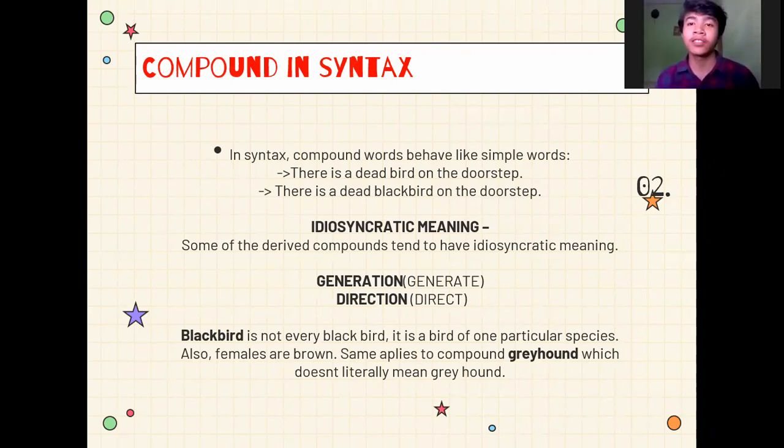Okay, compounds in syntax. In syntax, compound words behave like simple words. For example, there is that bird on the doorstep, so there is that blackbird on the doorstep. Idiosyncratic meaning: some of the derived compounds tend to have an idiosyncratic meaning, such as generations taken from generates or direction taken from directs. Blackbird is not every black bird; it is one particular species, and the females are brown. The same applies to the compound greyhound, which doesn't literally mean a grey hound. Next slide.